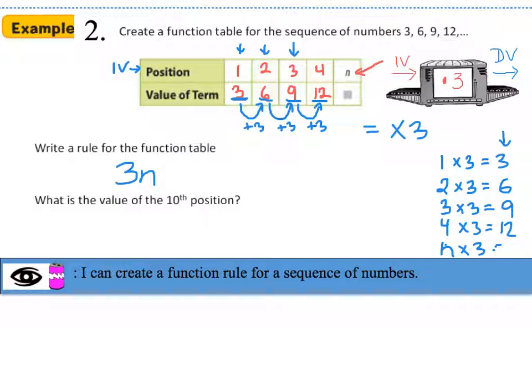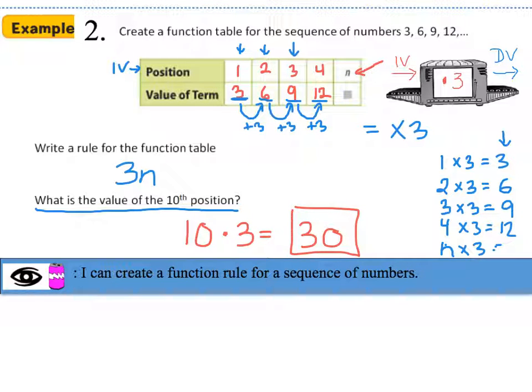So look at the next part. It says, what is the value of the 10th position? Well, you can continue building this table until you get a really large table, or you can make your life easier and use the function rule that we came up with. Since I know the function rule is to take the position and plug it into the function machine, I'm going to take the position, which is 10, and multiply it by 3. So the value of term for the 10th position is 30. So using the rule is a shortcut to figuring out the value of term for any position.